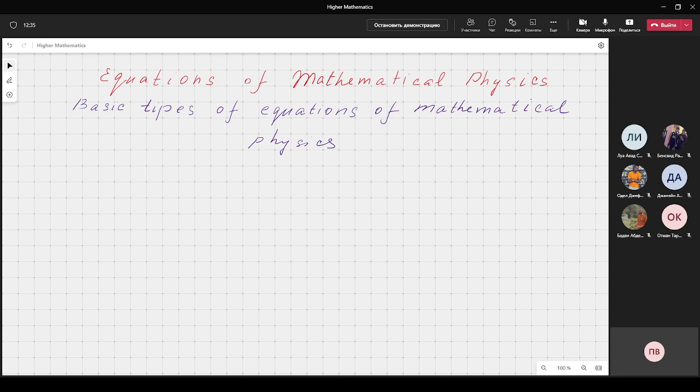The basic equations of mathematical physics, for the case of function of two independent variables, are the following second-order partial differential equations. The first, wave equations.